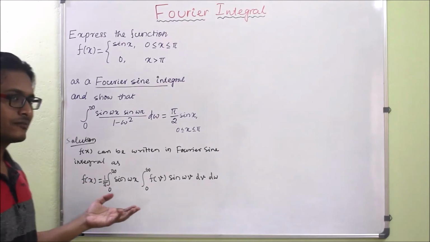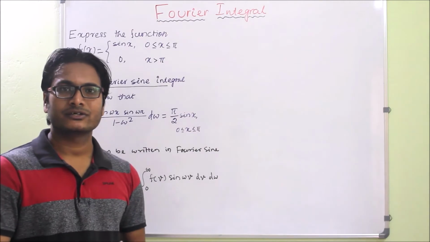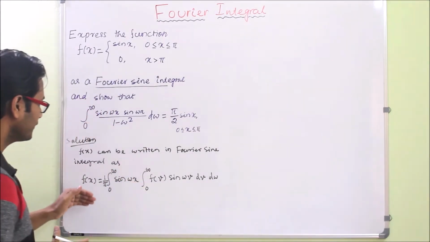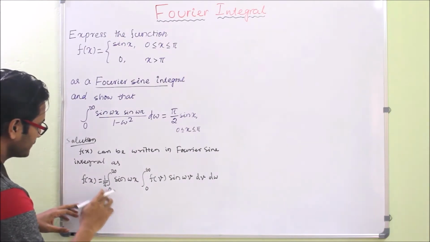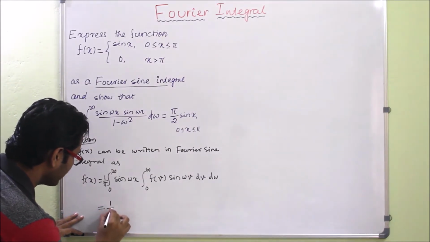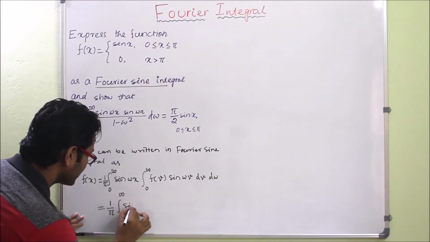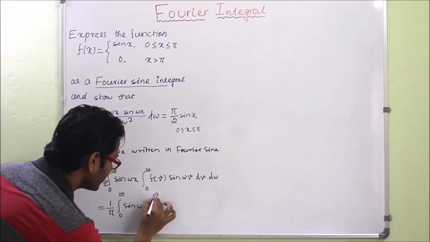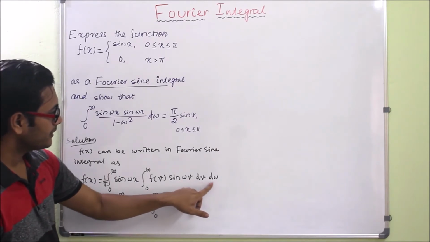If you don't know how to get the formula, you can see lecture 1 and lecture 2 of this Fourier integral lecture series. Then you will get how this formula came. Now you have to use this formula and represent. Now what can we write then? 1 by pi times integral 0 to infinity sin wx, integral 0 to infinity f of v sin wv dv dw.